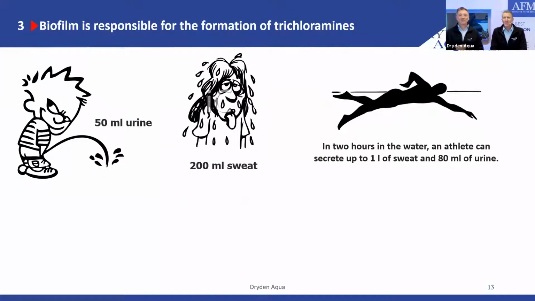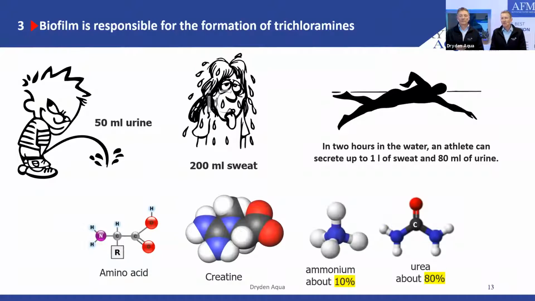So this is what swimmers bring into the pool: urine, sweat, skin cells. This is all summarized under the term urea. Urea consists of mostly these four components here, the biggest one being urea, which is an organic molecule. It contains a carbon. We'll talk about this in a second.